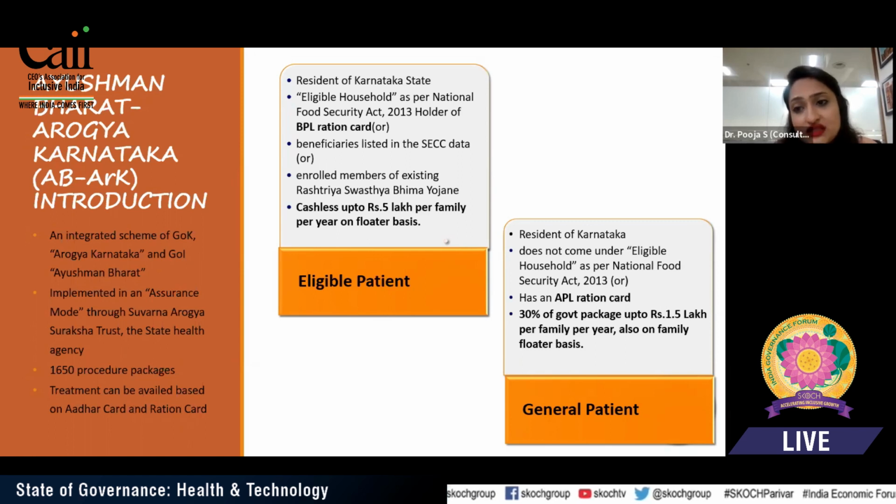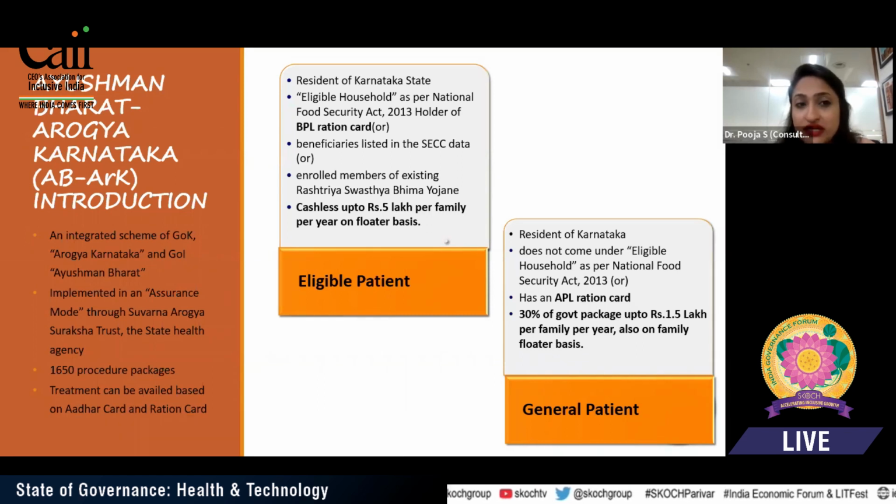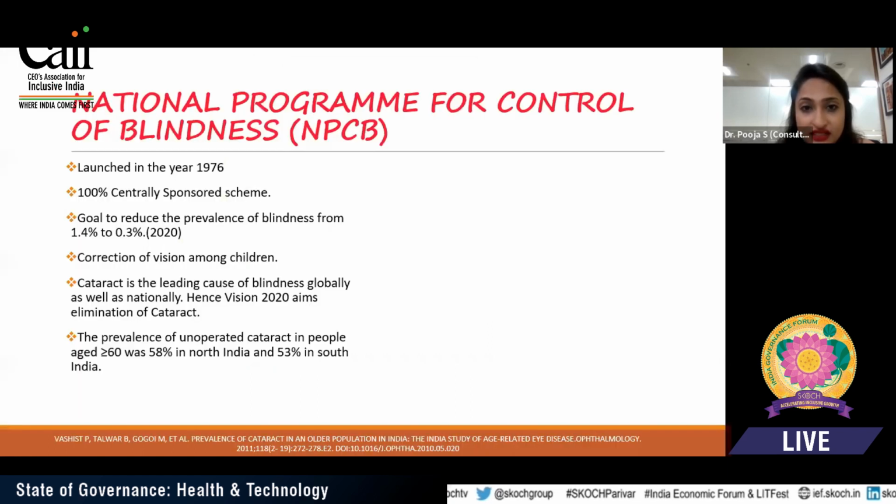Whereas if a patient is a resident of Karnataka but not a BPL card holder, he is an APL card holder, then we provide him up to rupees 1.5 lakh per family per year. So this is basically the Ayushman Bharat Arogya Karnataka scheme. Now, as I said, the scheme includes 1650 procedure codes. Out of these procedures, we have certain procedures which are related to cataract surgery.